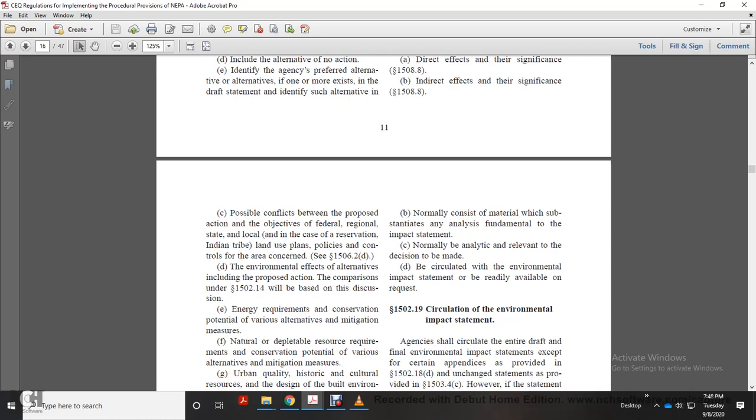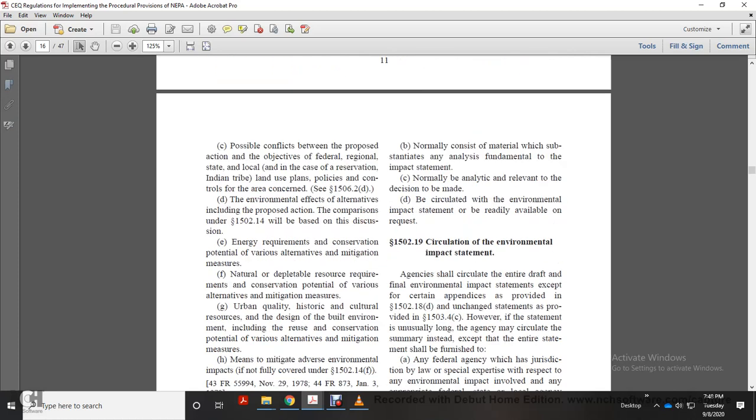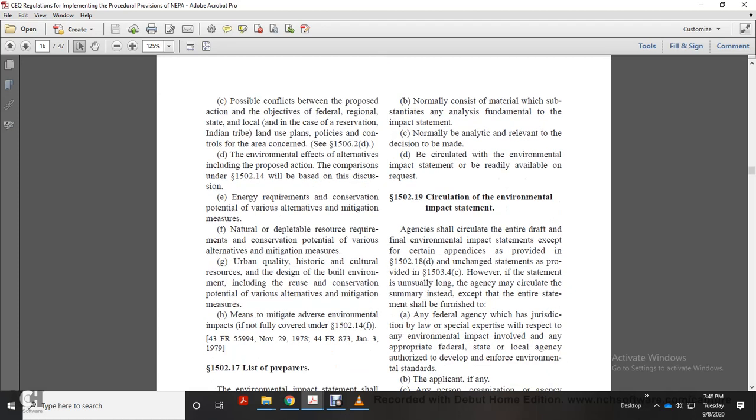Environmental effects of the alternatives include those of the proposed action. The comparison of 1502.14 will be based on the discussion of environmental impacts, energy requirements, conservation potential of various alternatives and mitigation measures, natural or depletable resource requirements, urban quality, historic and cultural resources, design of the built environment including reuse and conservation potential, and means to mitigate adverse environmental impacts if not fully covered in 1502.14(f).